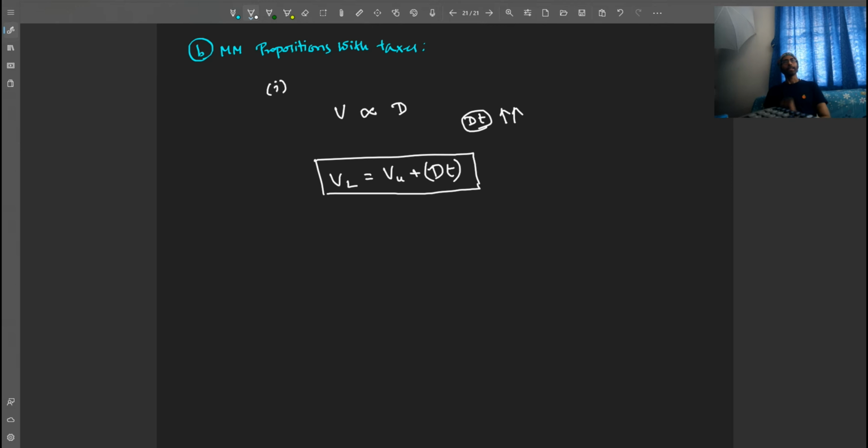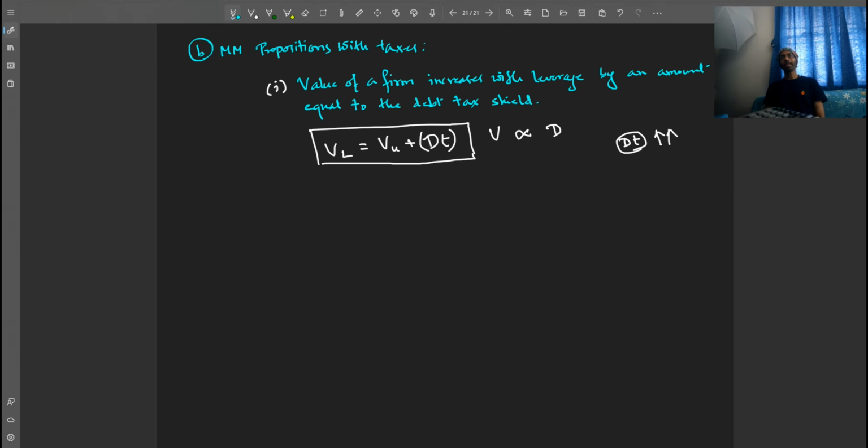So let me write it down. Value of a firm increases with leverage by an amount equal to the debt tax shield. Debt tax shield is equal to nothing but the value of the debt multiplied by the tax rate. This is called the debt tax shield. Okay friends, how this calculation happens, you will get to understand when you specifically go into the income statements. Okay, let me do one thing. Let me demonstrate it here.